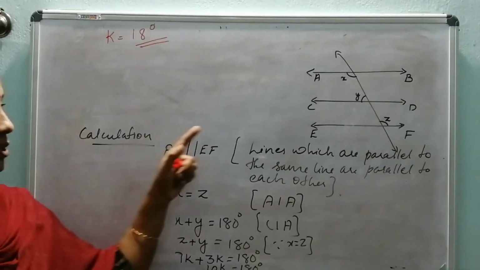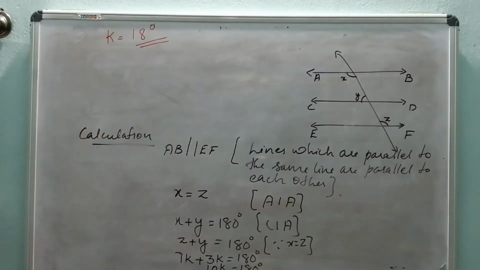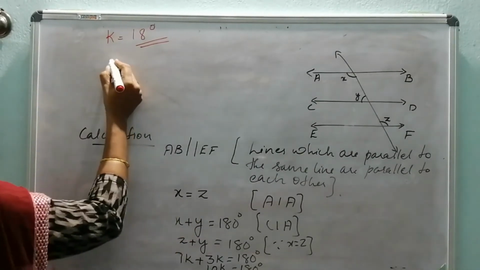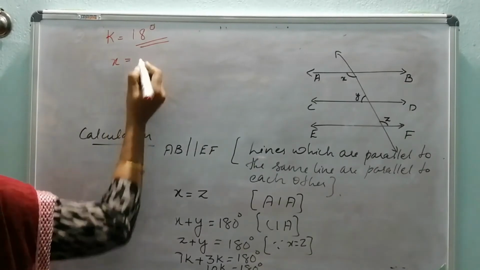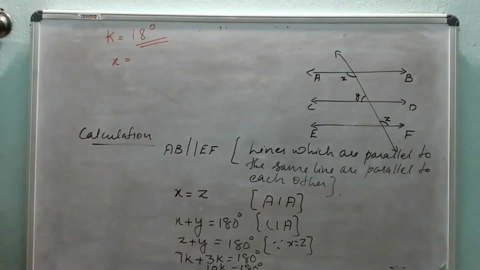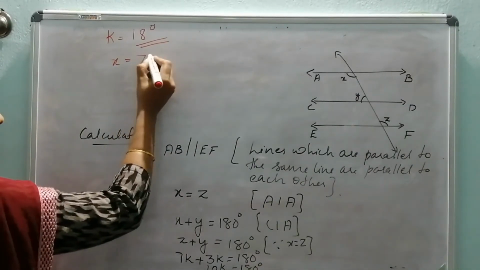Then you have to find the value of x from here. What is x? We already found that x is equal to z. So x is equal to z. What is z? From the ratio y is to z is equal to 3 is to 7, z is 7k.